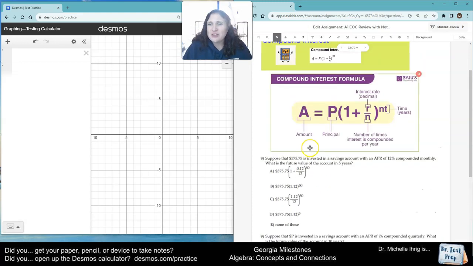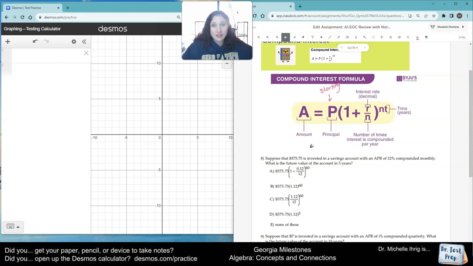Okay, so first, what does the formula mean? And I really liked this graphic. Thank you, BYJU, whatever you are. The A is how much money you have. P is the principal. This is usually the starting value.